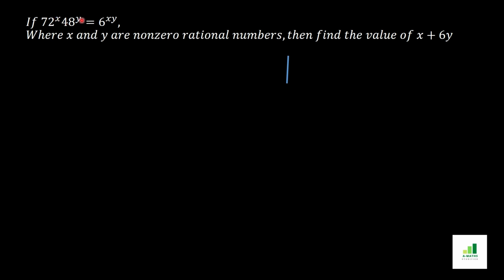Today we are going to solve a question. If 72 to the power x, 48 to the power y equals 6 to the power xy, where x and y are non-zero rational numbers, then find the value of x plus y.